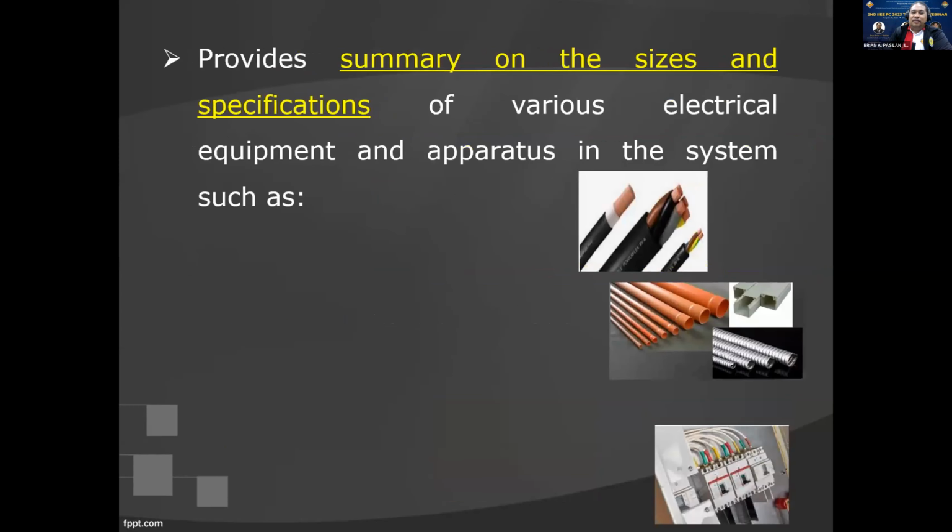And provide summary on the sizes and specifications of various electrical equipment. So, mga branch circuit conductors, ano yung mga sizes nila, no? And specifications, anong type of wire. Is it going to be THN, TW? Depends on the application, no? Or where they will be installed, no?